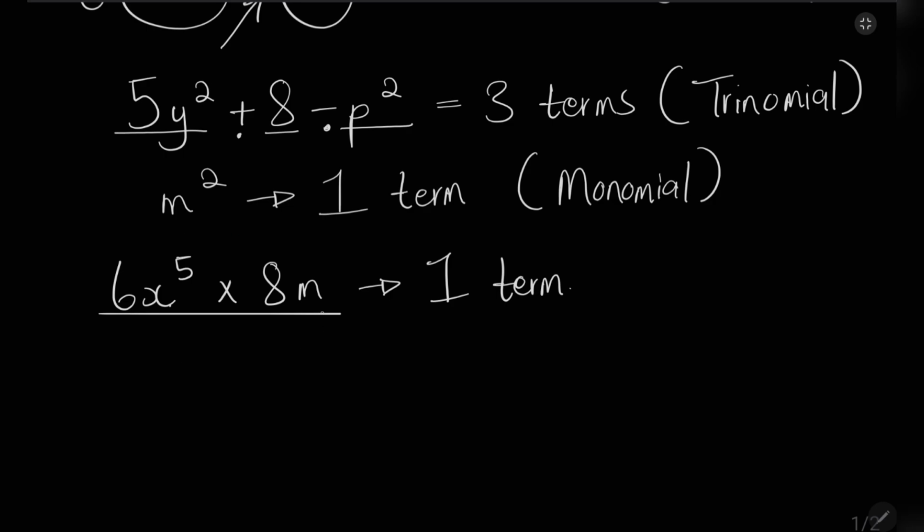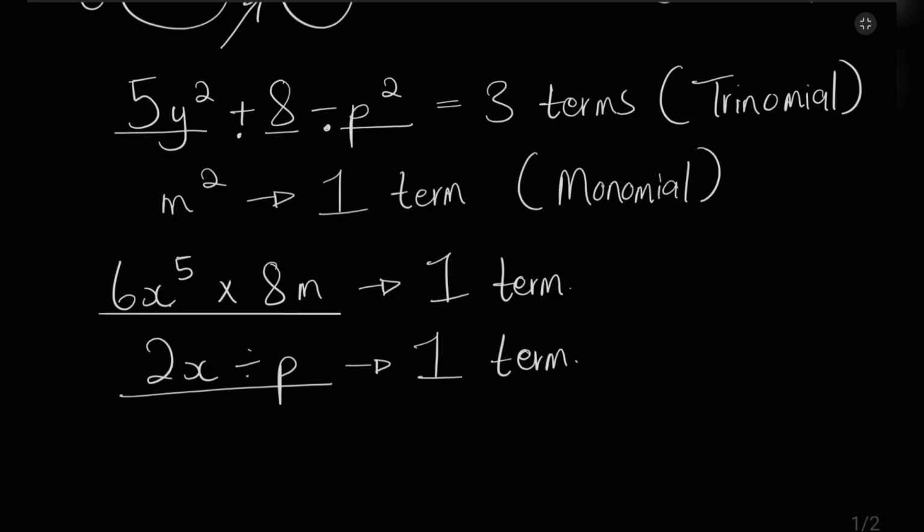It's one thing. So what about 2x divided by p? How many terms do we have? We don't have a plus or minus sign. Therefore, it's one term. So you have to look out for the plus or minus sign. And in algebra, once you have more than one term, meaning once you have a plus or minus sign, things start to get tricky. There are different things that you cannot do. However, there's a lot that you can do when you have one term. You usually want to work with one term as it's easier to simplify or to work with.